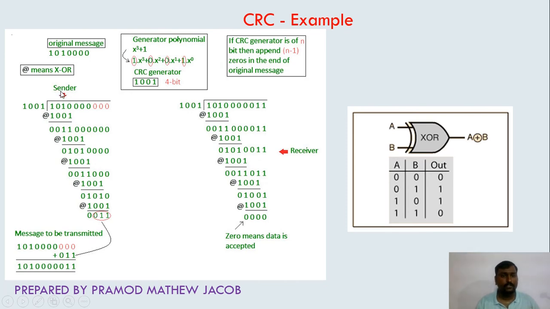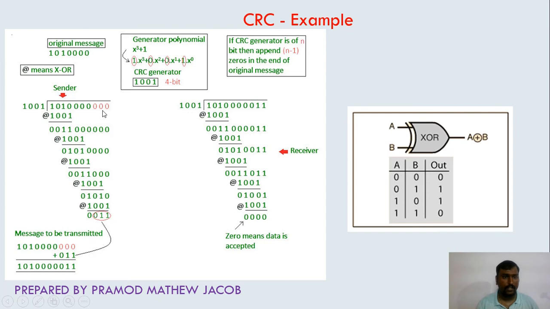On the sender side, first we will perform the XOR operation cyclically. Along with the data, from the first bit onwards, I am writing the CRC generator value, which is 1001. This symbol represents the XOR operation. So 1 XOR 1 means 0, 0 XOR 0 means 0, 1 XOR 0 means 1, 0 XOR 1 means 1, then the remaining are zeros.